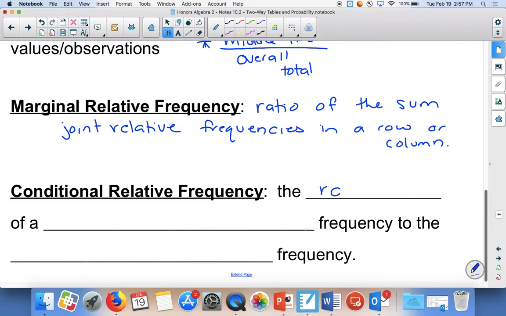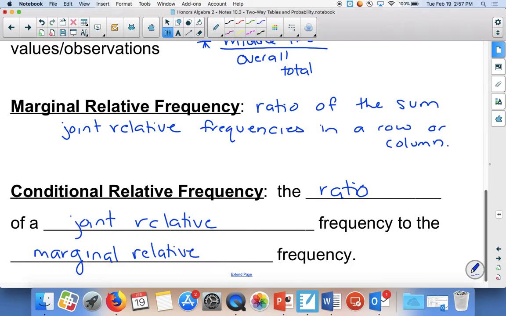That is the ratio of a joint relative frequency to the marginal relative frequency. So it's basically taking what you did above and putting it together in one fraction.